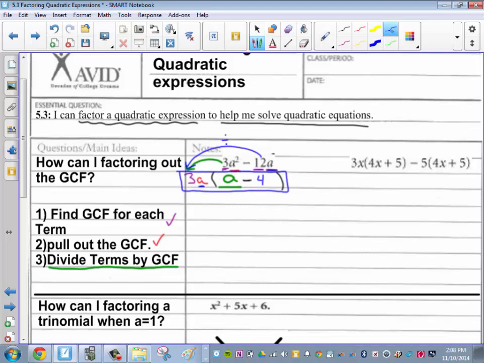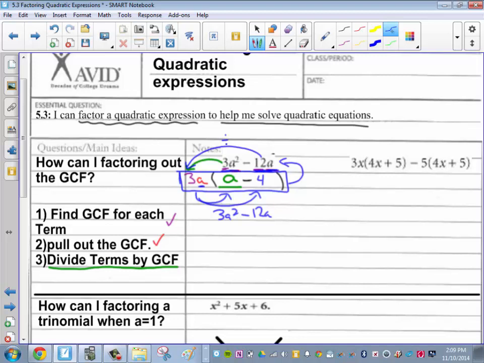Now, you can double check that you did this right. If you distribute this 3a back to here and here and you get the exact same thing, you factored it out correctly. So let's take a look at this. What's 3a times a? Well, that's 3a squared. That checks off. That's right there. And what's 3a times negative 4? Well, 3a times negative 4 is negative 12a. And that's right there. So it checks off. So thus, this is the correct factoring using the greatest common factor.